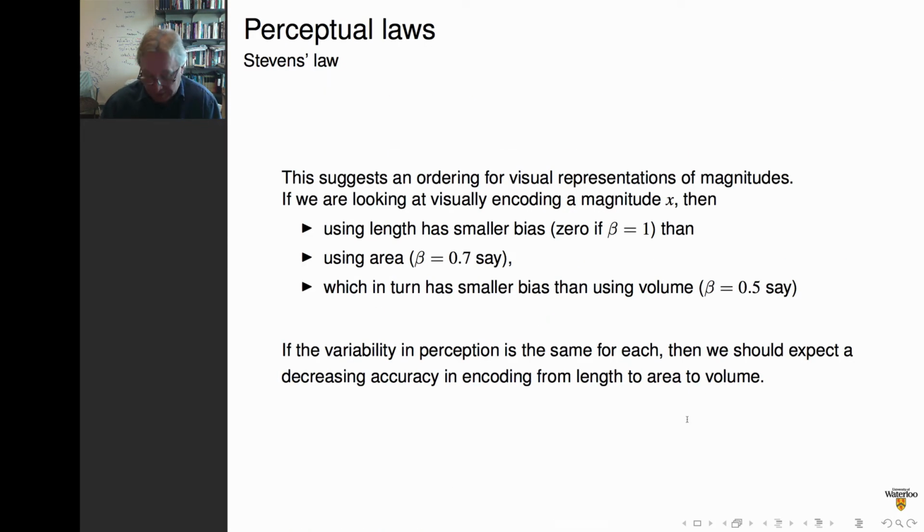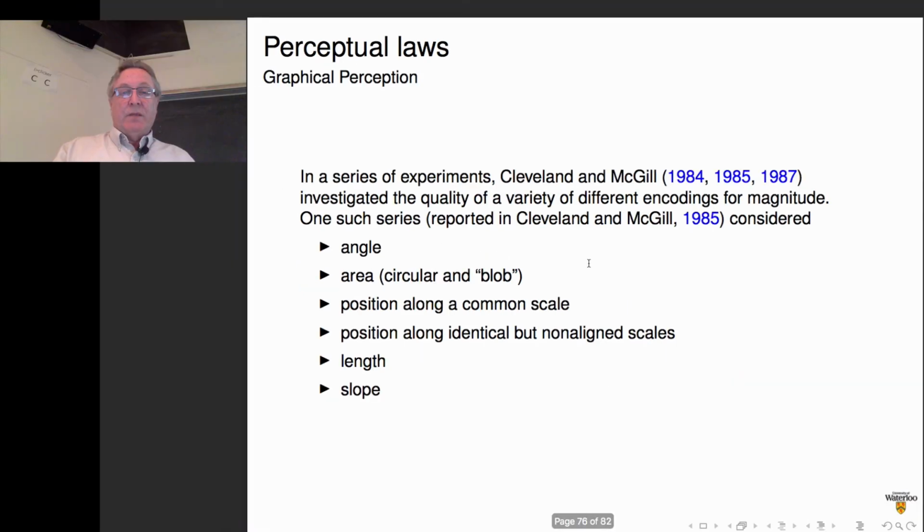So again, it suggests this ordering: you might prefer to use length over area over volume. But also, if we are going to use area or volume, and if we have a good sense of what the beta value is, we probably should encode the number by X to the 1 over beta, so that it comes out looking more like X.